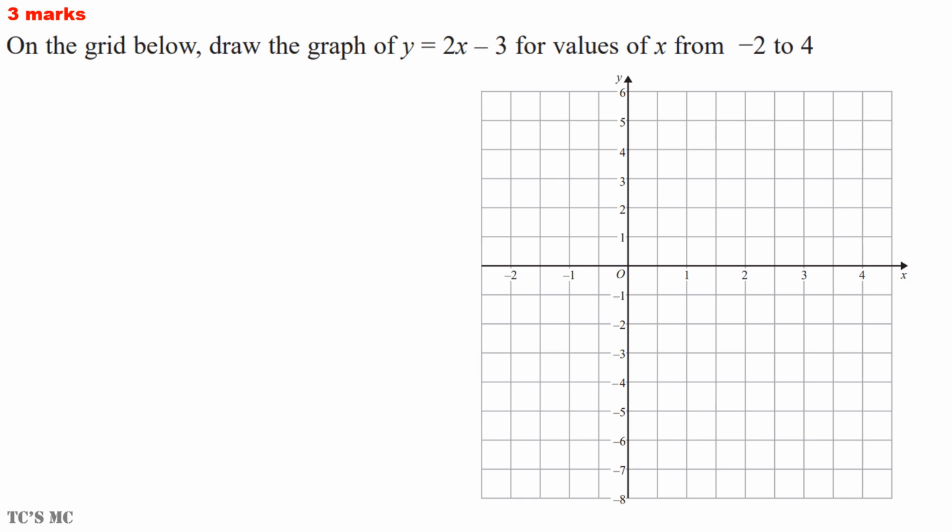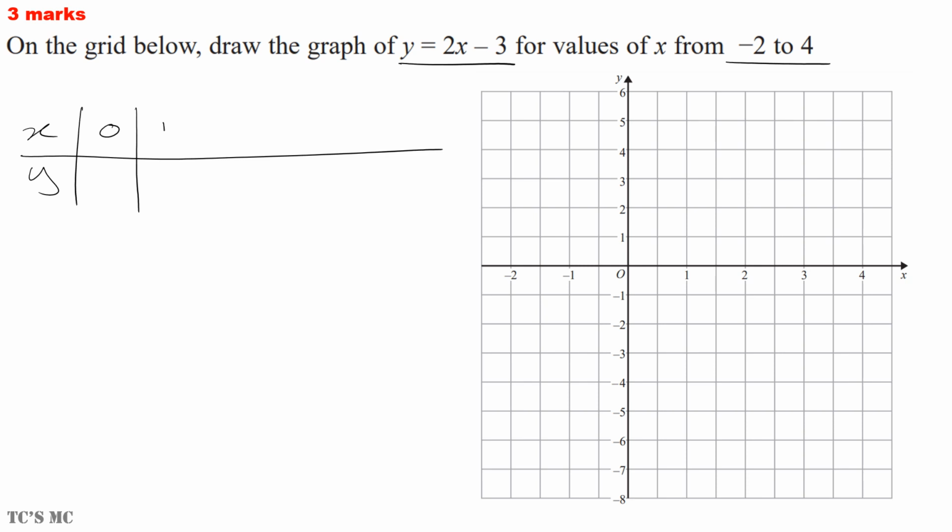On the grid below, draw the graph of y equals 2x subtract 3 for values of x from -2 to 4. Now to get 1 mark, I'm going to draw a table of values. And I'm actually going to start from 0 and not -2, but you'll see why that's okay. I'm going to go from 0 to 4. Now I'm going to work out the y values when I have these specific x values.